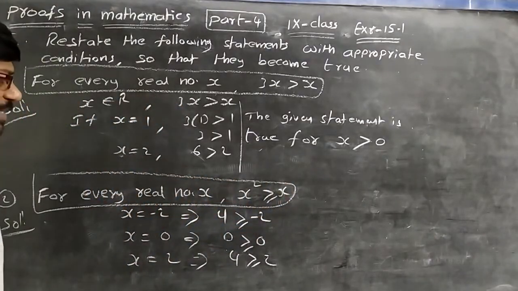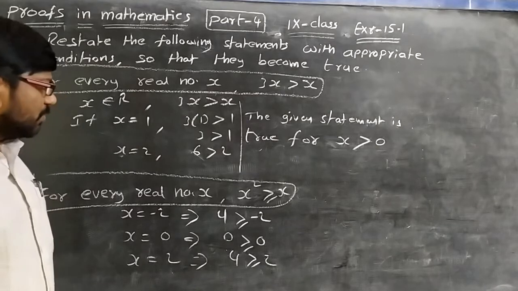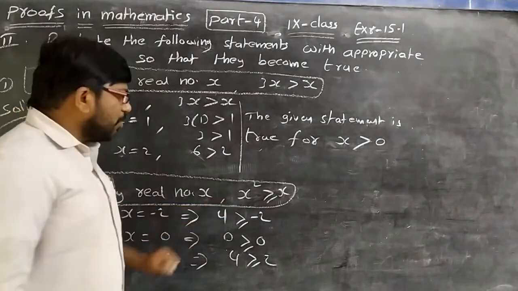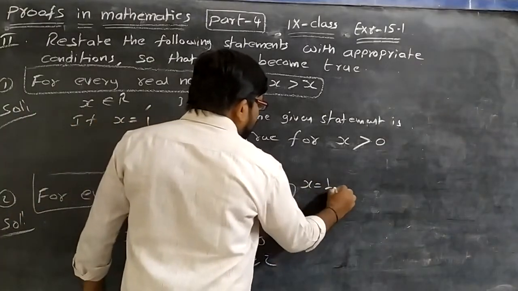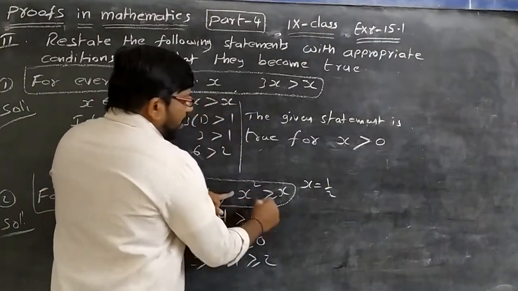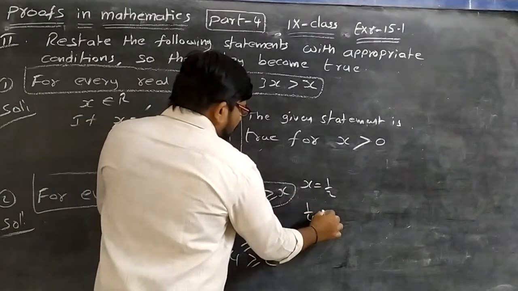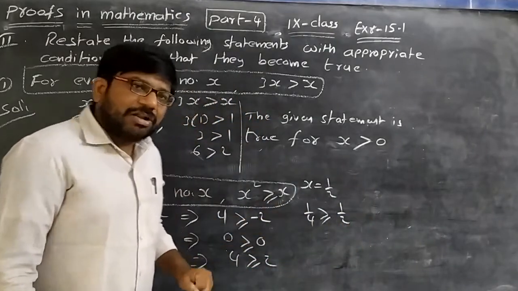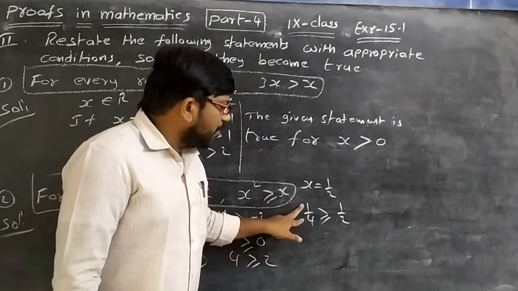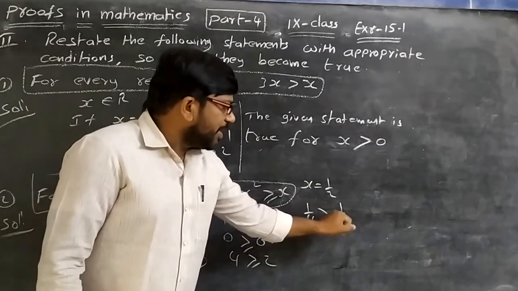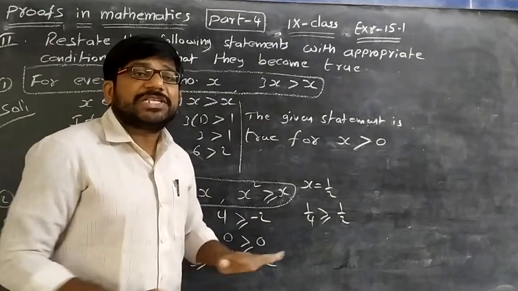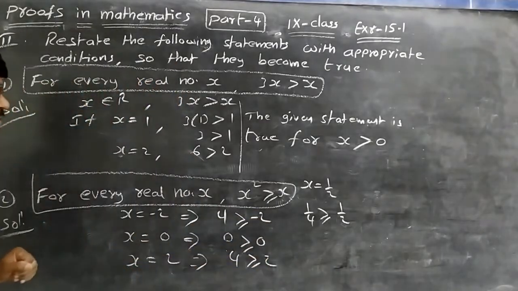You can take x as any value, right? But not fractions. Suppose x equal to 1 by 2. If x equal to 1 by 2, then what happened? X square is 1 by 2 whole square, 1 by 4, greater than or equal to x, 1 by 2. See, is it correct or not? It is false. 1 by 4 is not greater than 1 by 2. So here 1 by 2 is greater. So for p by q forms, it is not satisfied, right? So here we should take only integers.